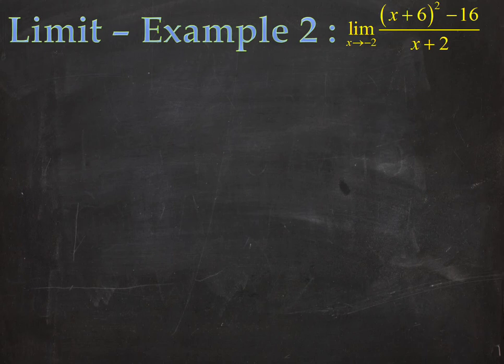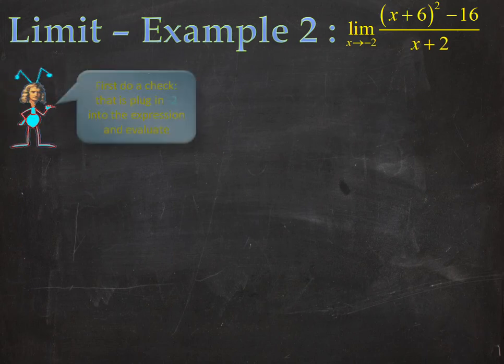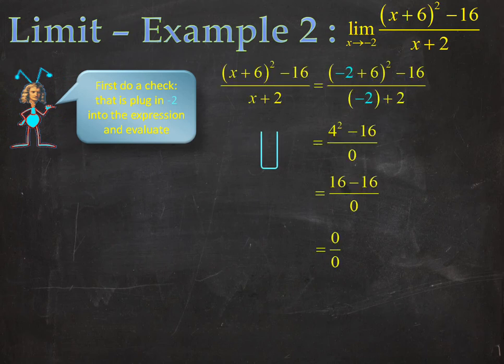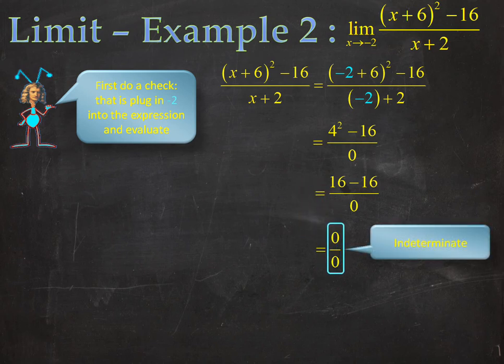Now the first thing we should always do is, of course, substitute the minus 2 into our expression to see if we can actually get an answer. And when we do that, you will notice that we obtain the value of 0 over 0, which is an indeterminate form. Therefore, that tells us that algebra will be our best friend later on.